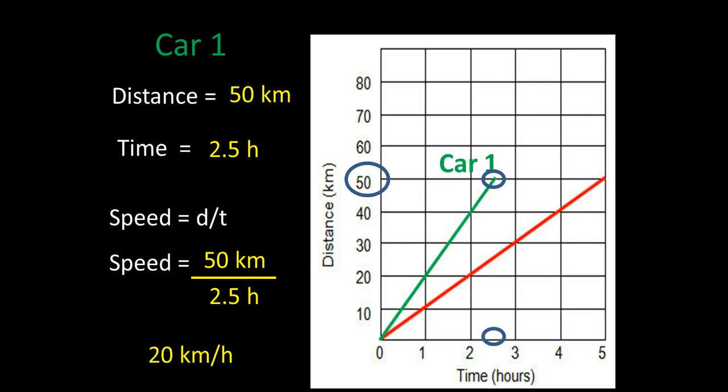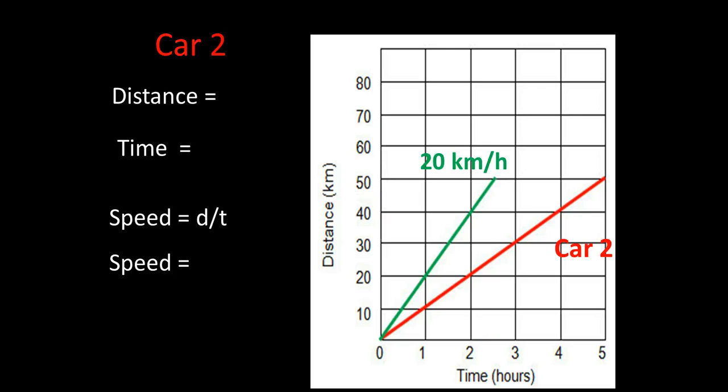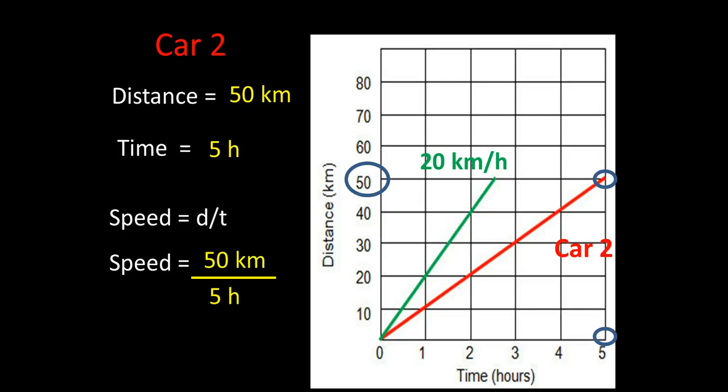Next, we'll look at the red line for car 2. And again, we look at the endpoint, and we move across to the y-axis, and we see that that is level to the 50-kilometer mark. We move down to the x-axis, and we see that it's equal to the 5-hour mark. So we have 50 kilometers divided by 5 hours, again distance divided by time, and we end up with an even slower 10 kilometers per hour.